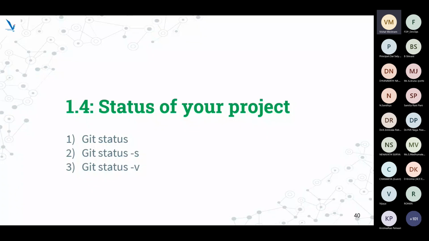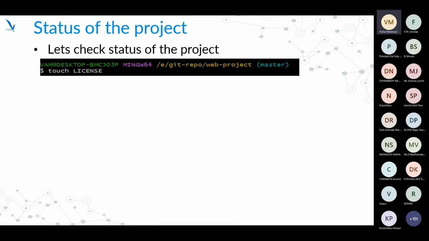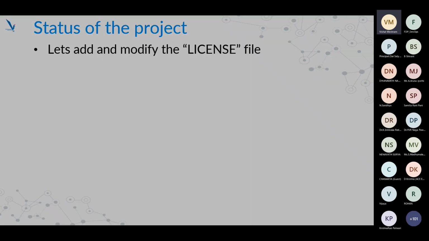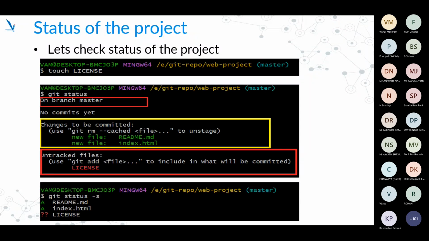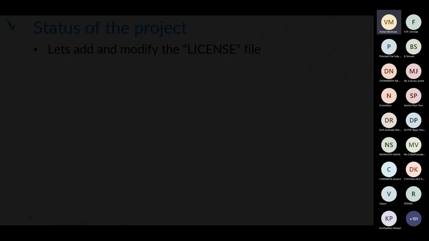So all these things are what I have explained. Status: you can use git status to check the status of your project. There is a shortcut flag, git status -s, that you can use. Another is git status -v for verbose. Then you can use these commands. I am skipping this part, status, to check the status of your files.